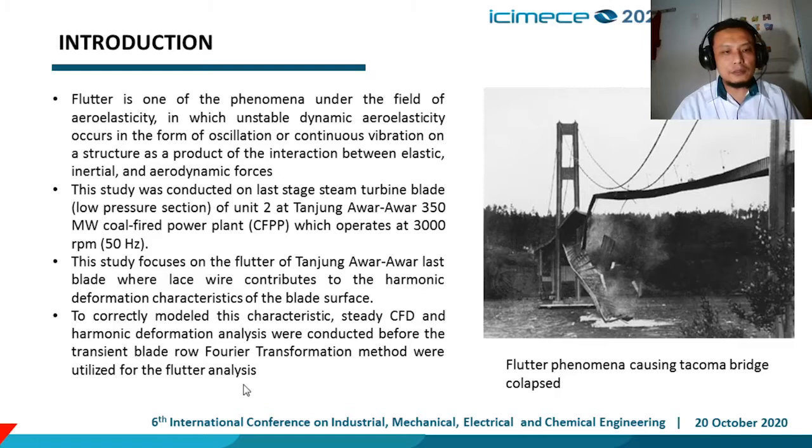This study focused on the flutter of Tanjung Awar last blade, where the lashing wire contributes to the harmonic deformation characteristic of the blade surface. To correctly model this characteristic, CFD and a harmonic deformation analysis were conducted before the Transient Blade Row Fourier transformation method was utilized for the flutter analysis. This is an example of a dangerous flutter phenomenon causing the Tacoma bridge collapse.